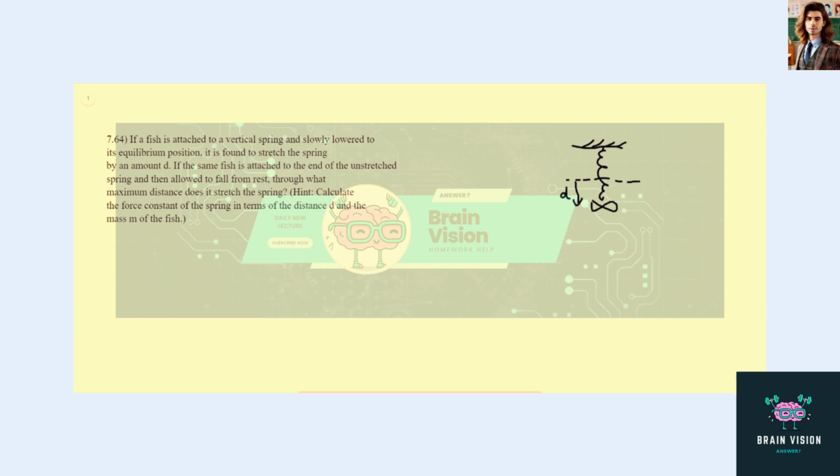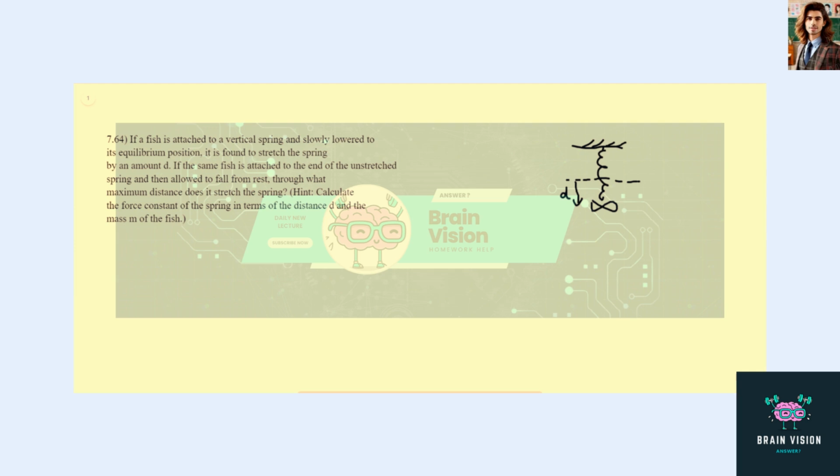So now that we know that the equilibrium position is at d, we basically push it back up to this position and we let it fall. How far does it go? And so we're going to use this hint here: calculate the force constant of the spring in terms of distance d and the mass m.